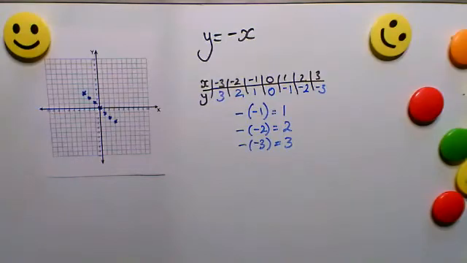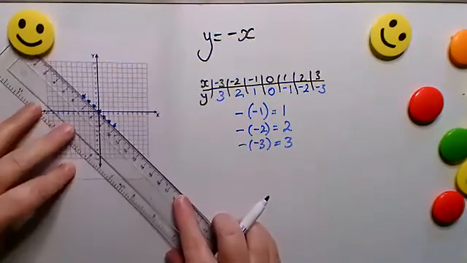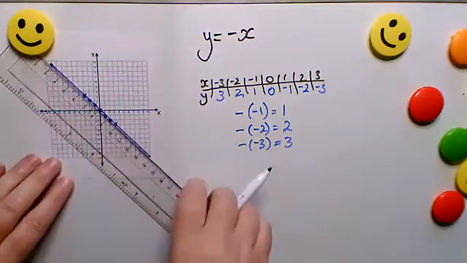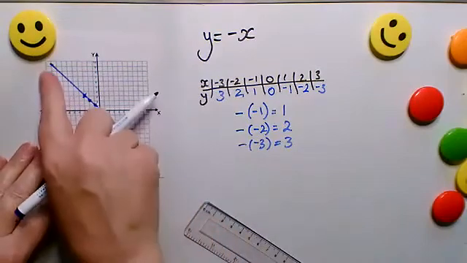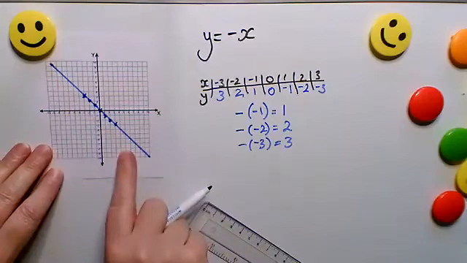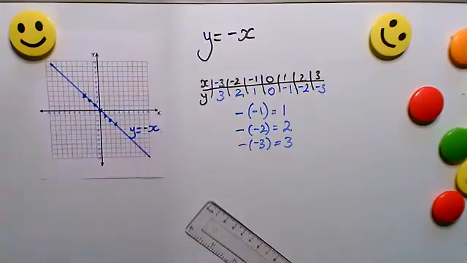So they should all lie in a straight line. Let's just check they do. Very good. And we can join these up and extend the line. All points on this line, the x value and the y value are the opposite signs. Just going to label it as y equals negative x.